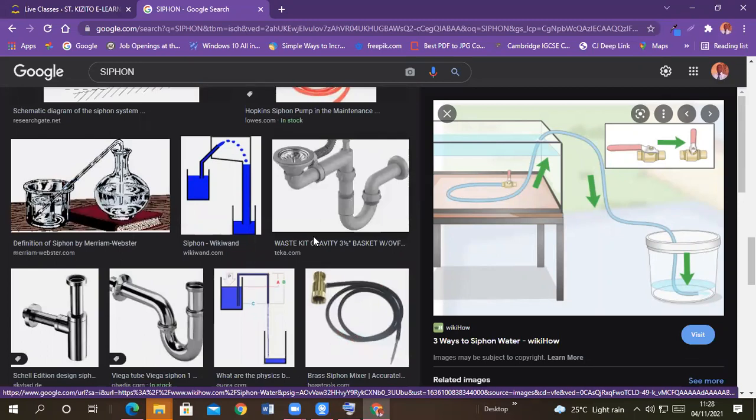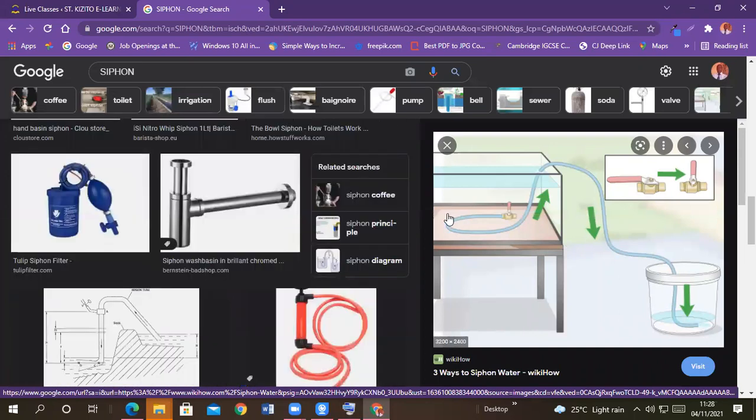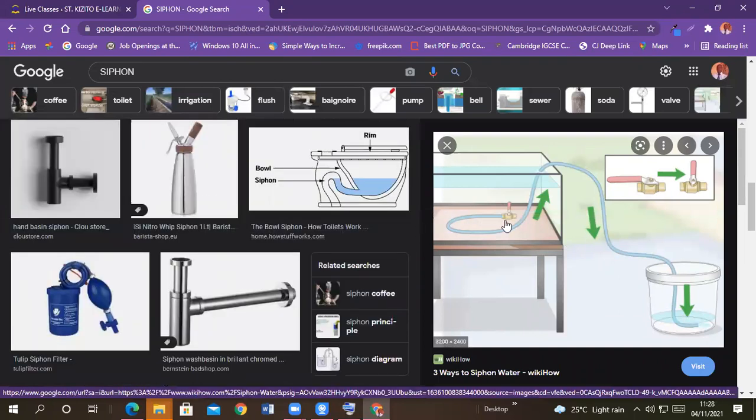Members, how does a siphon work? Who can tell us? Who can try? How does it work? Teacher, a siphon is equipment that is used to move liquids from one place to another. Liquids from one point to another. Okay, good. What makes liquids rise?